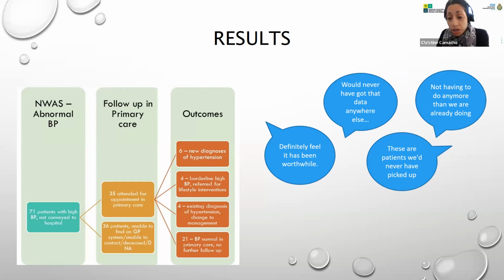The speech bubbles on the right are some of the feedback that we had from that primary care network. We weren't really sure how it would be received, whether it would be seen as a lot of extra work, but they were very positive about it. They felt that it was really worthwhile, and that this is data and information they wouldn't have got from anywhere else, and that they wouldn't have had any other way of identifying these patients. So it's quite positive in that sense.